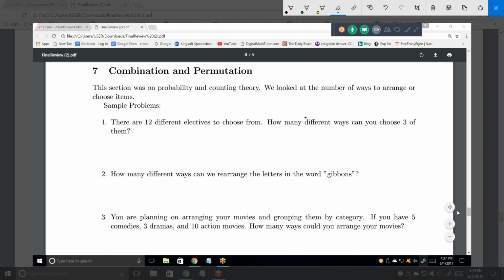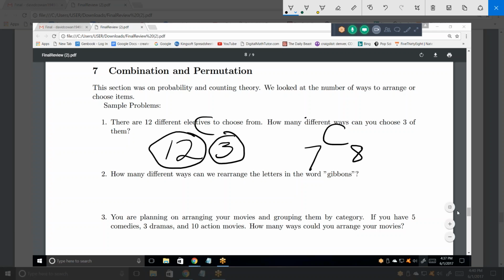Now, the next problem is you have 12 things to choose from, and you can choose any 3. N is always greater than R, always. You never have an expression that would say this.